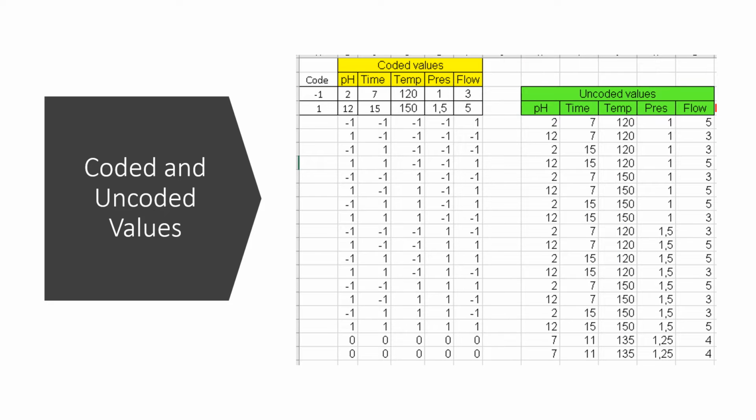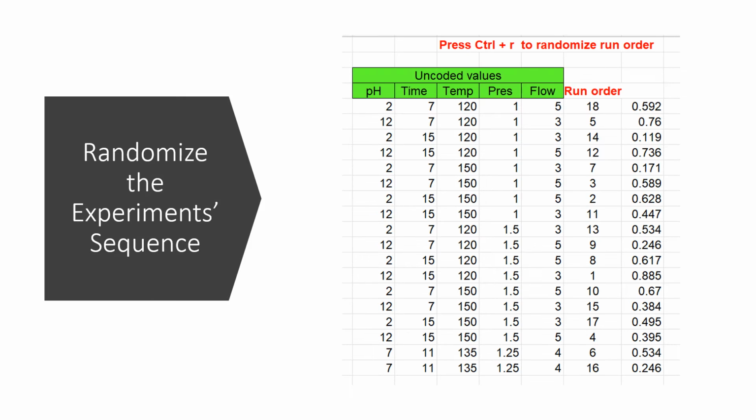To run the experiments, you need to convert the coded values to uncoded as seen in sheet run experiments. We don't want the order in which we run the experiments to affect the result, so a common practice is to randomize this order. To randomize the order in which to run the experiments, use a macro pressing Ctrl+R and then follow the order indicated in column M.